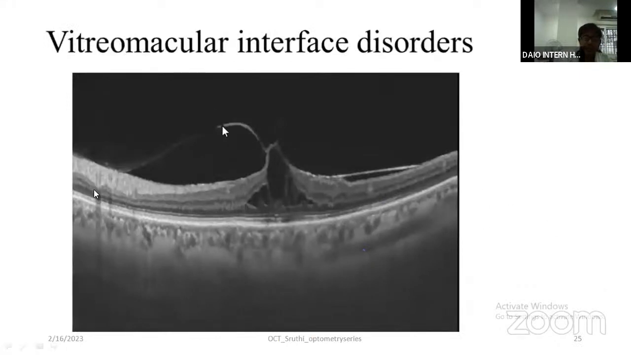Vitreomacular interface. Vitreomacular interface disorder is similar to vitreomacular adhesion, but the foveal contour is disturbed and distortion of the retinal layers is seen in this image.